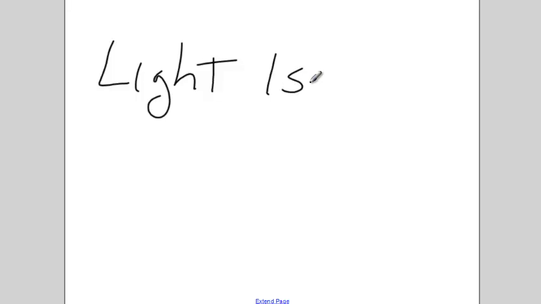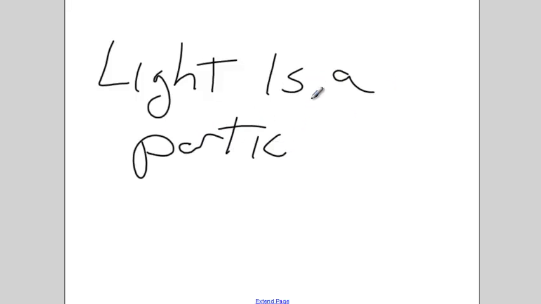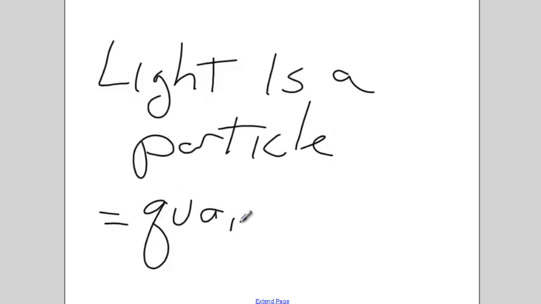So the only way to really explain the photoelectric effect is to say light isn't a wave at all. Light is a particle. And a particle of light we call a quantum of light. Plural, quanta. And we say light is quantized. It comes in particles.